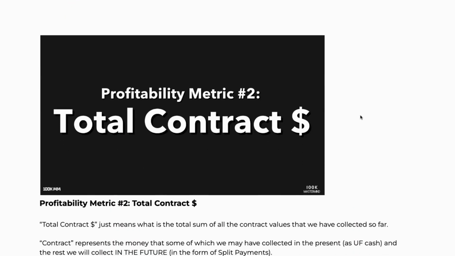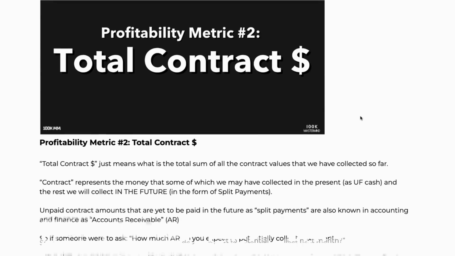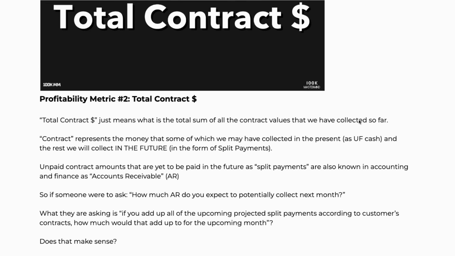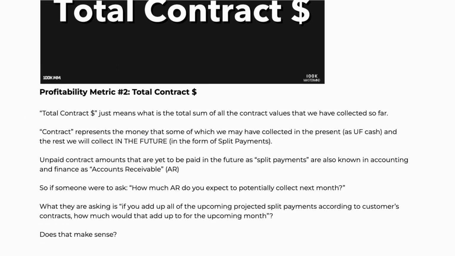So this basically just means, hey, what is the sum of all of the contract values that we have collected so far? So contract, this is very important to understand. Contract represents the money which we are going to collect in the future, okay? So yes, there's upfront cash, and then there's the future money, which is going to be in the form of split payments. So unpaid contract amounts that are yet to be paid, aka split payments in the future, those are what is known in accounting as accounts receivable.